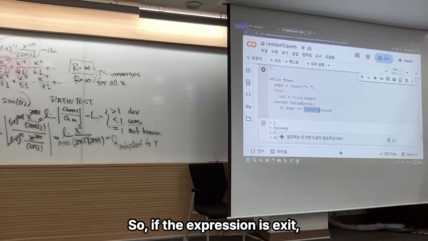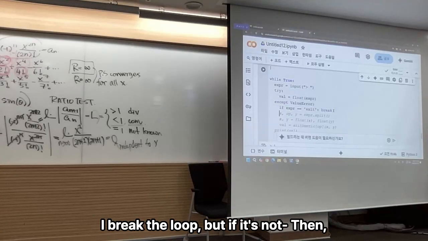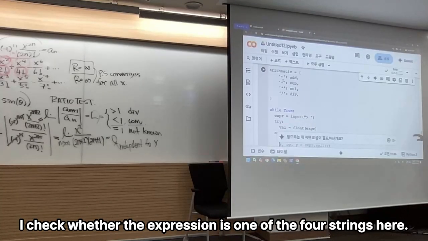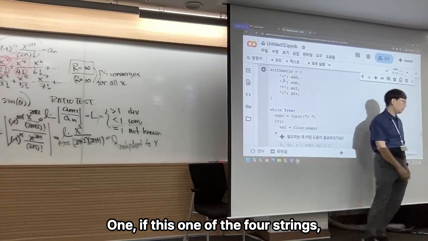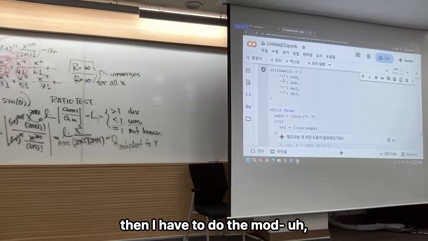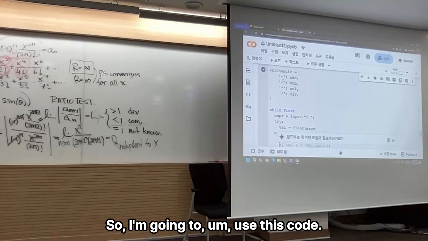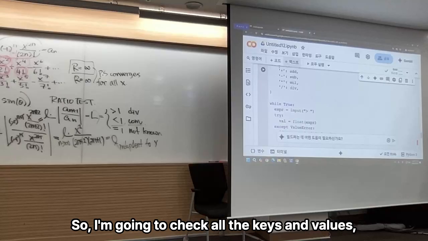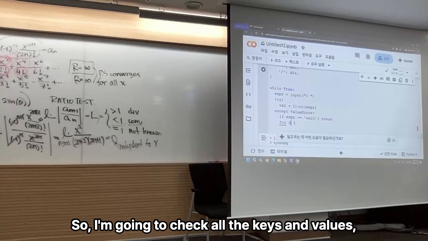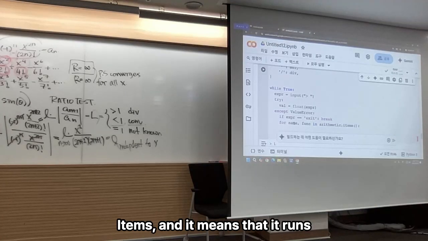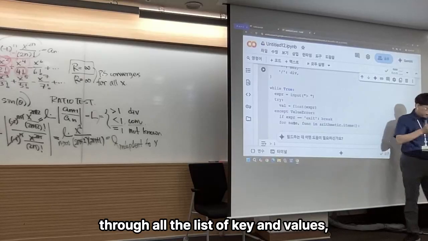And let's go to the program again. So if the expression is exit, I break the loop. But if it's not, then I check whether the expression is one of the four strings here. If this is one of the four strings, then I have to do the operations indicated here. So I'm going to use this code. I'm going to check all the keys and values, the names and functions, in the arithmetic items. It means that it runs through the whole list of keys and values.